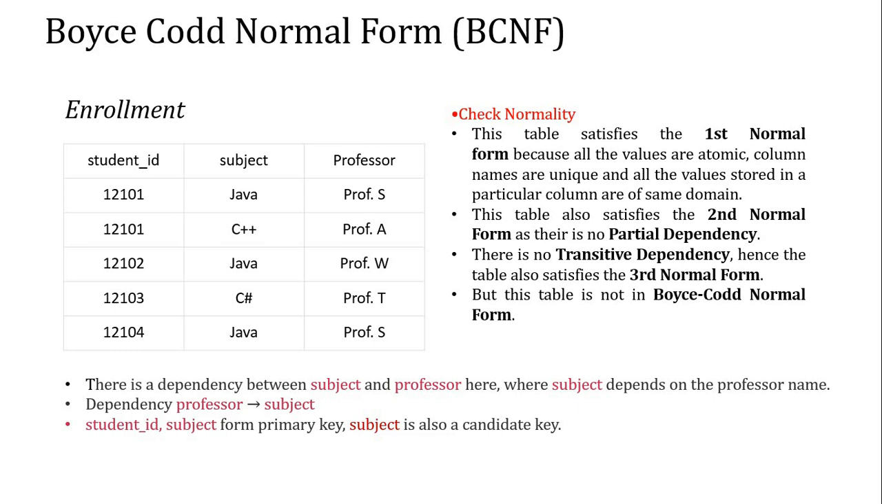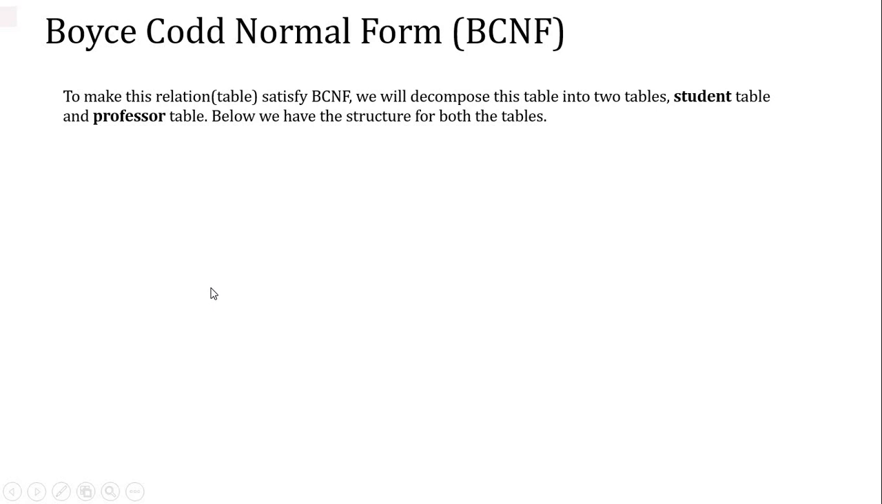Why? Because Boyce-Codd normal form says that the determinant should be a candidate key. Here subject is a candidate key, but student is not a candidate key. So that is the problem here. So how can we solve this situation?